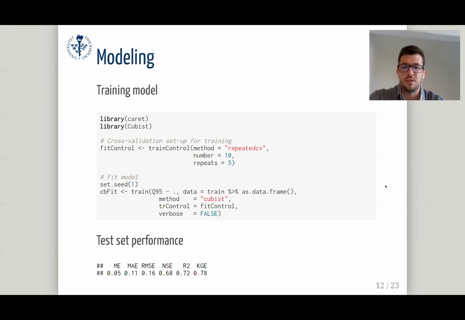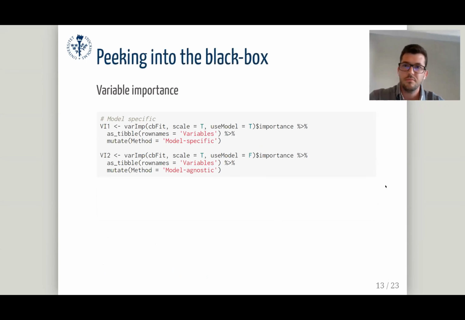So I'm going to focus on the explainable methods and not waste too much time here in the training phase. So let's peek into the black box. First, the variable importance, still using the caret package, we can compute it in different ways. It allows us to use the model, so it would be a variable importance using a model-specific method.